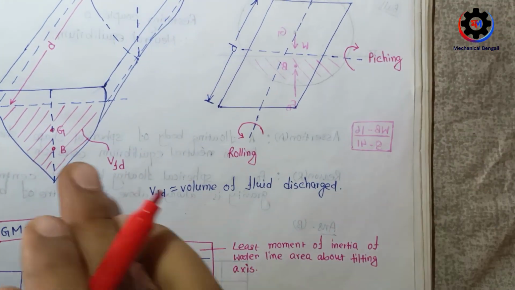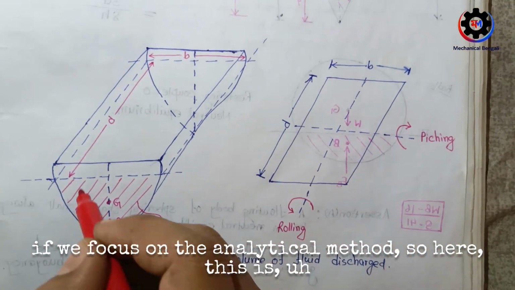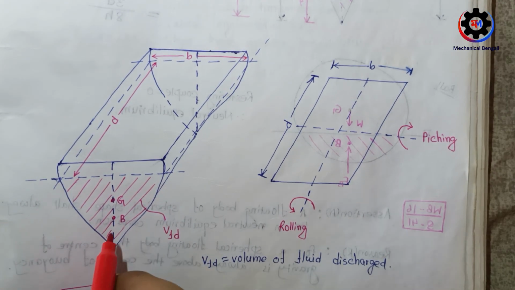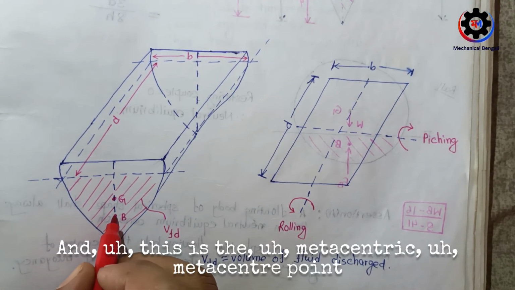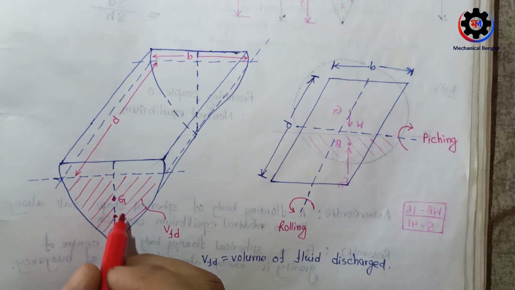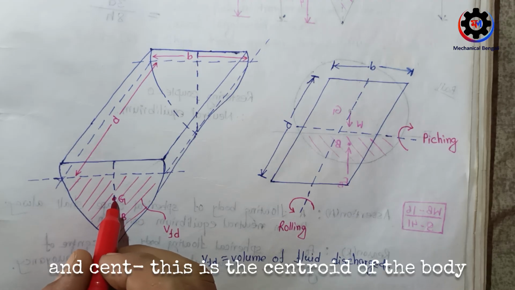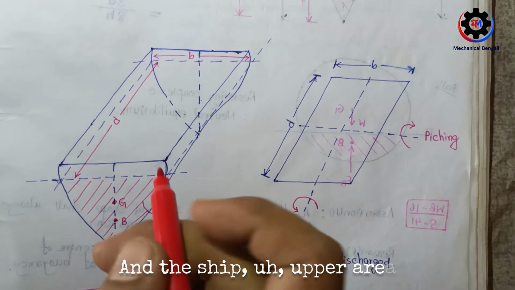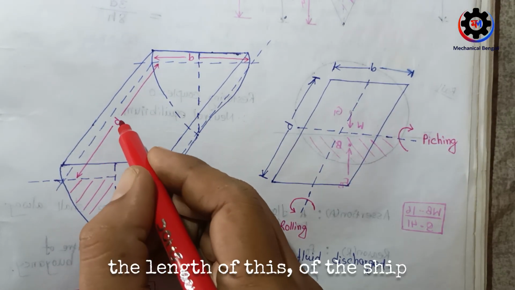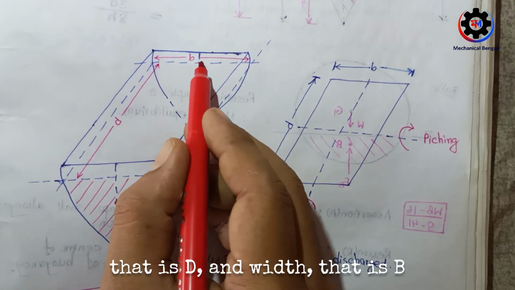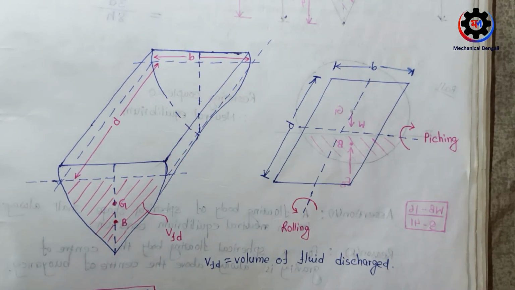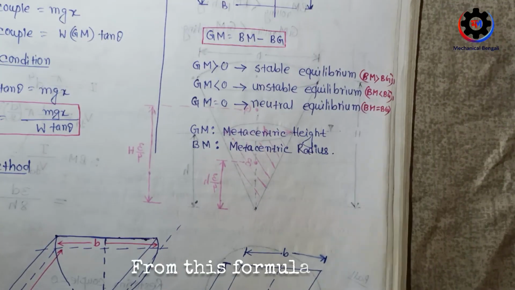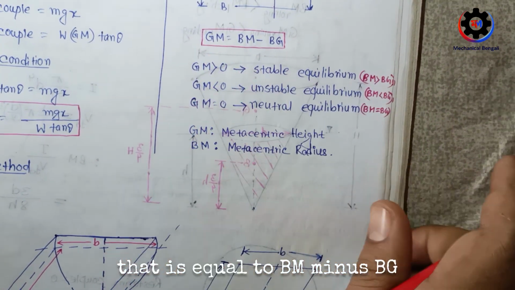Now for the analytical method, here is one vessel. This is the front view of the vessel, and this is the metacenter point, this is the center of buoyancy, and this is the centroid of the body. Now this is the free surface here. The length of this vessel is D and the width is B. Now we know that GM is equal to BM minus BG, from this formula.